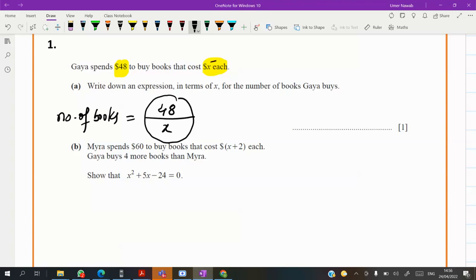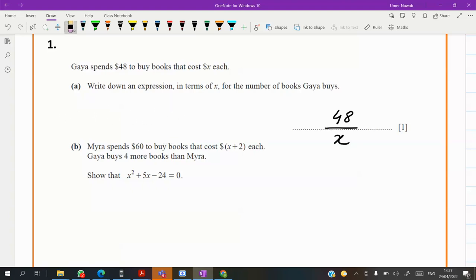For example, if the price of one book was $6, how many books has she bought? Definitely you will divide 48 by 6, and you will say that she has bought 8 books. So now I'm trying to model an expression for how many books she has bought. She has bought 48, which is the total cost she has spent, divided by the price of one book. So 48 over X is the number of books which Gaia has bought.